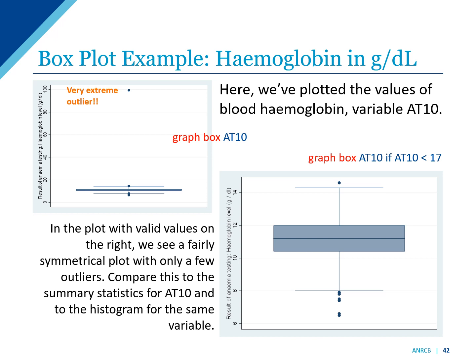of the raw data, so we may want to look at those and recode this variable to not include the extreme values. Or we can do what we did for the plot on the right, which is to plot values only under the most reasonable value for hemoglobin in the sample. In this plot with the valid values, we see that it's fairly symmetrical with only a few outliers. Compare this to the summary statistics for AT10 and to the histogram for the same variable.